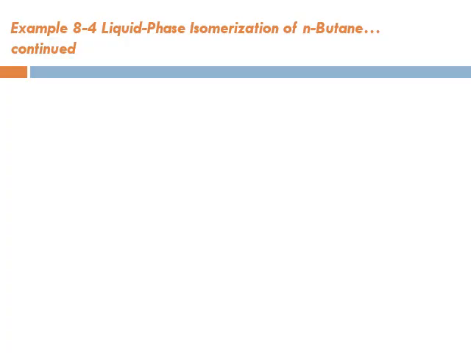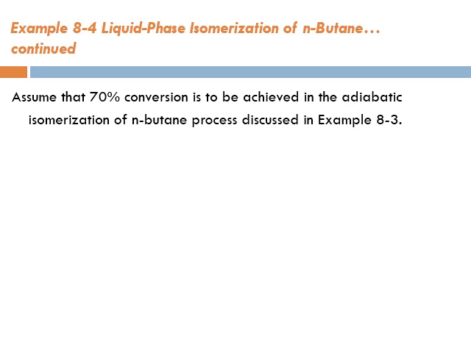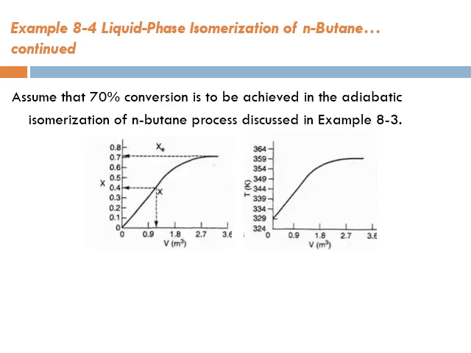Example 8.4, liquid phase isomerization of n-Butane, continued. Assume that 70% conversion is to be achieved in the adiabatic isomerization of n-Butane process discussed in example 8.3. Remember in example 8.3, the desired conversion was only 40%. So now assume that we need to achieve 70% conversion.